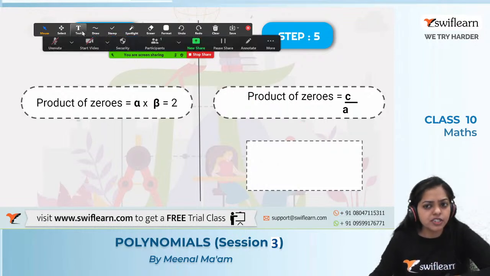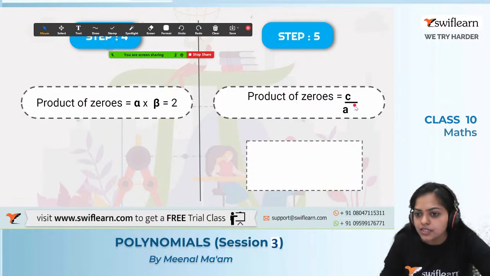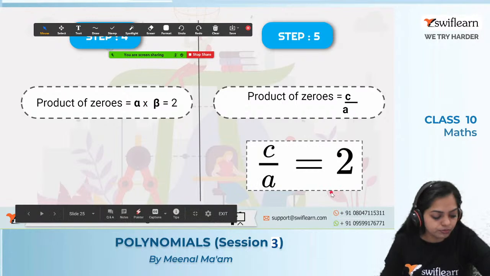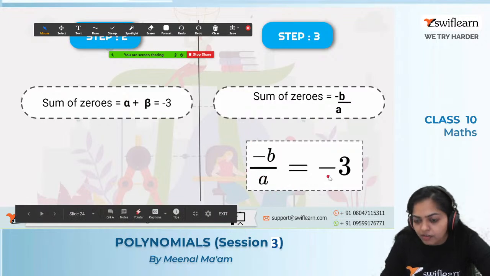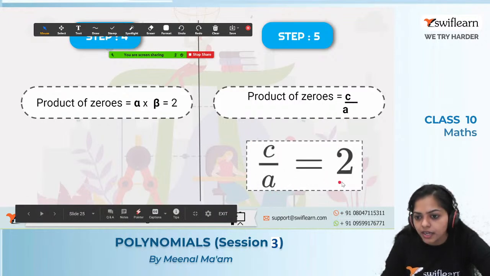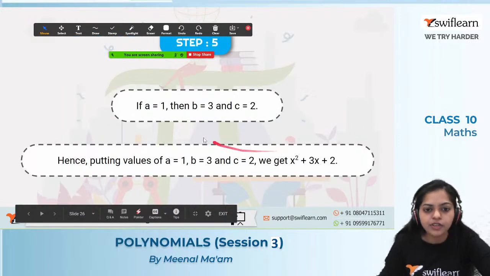Now moving on to the 4th step. What is step 4? Product of zeros is given, that is equal to 2. So alpha into beta is equal to 2. So product of zeros is c by a, which is equal to 2. Got it? Alright, now we know that minus b by a is minus 3 and c by a is equal to 2. Got it? Now moving on to the next.